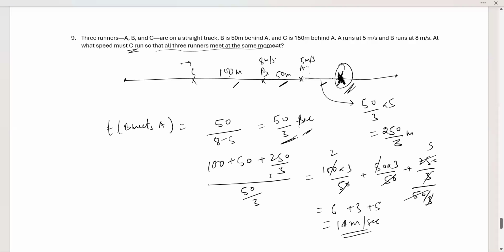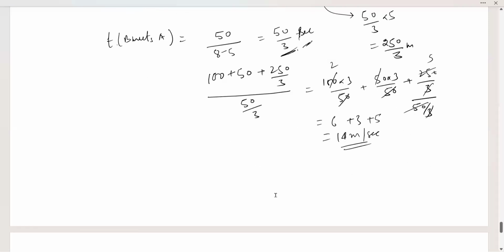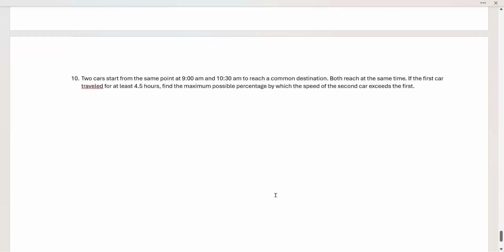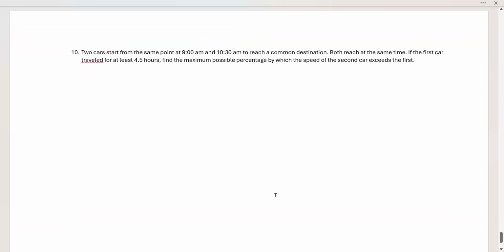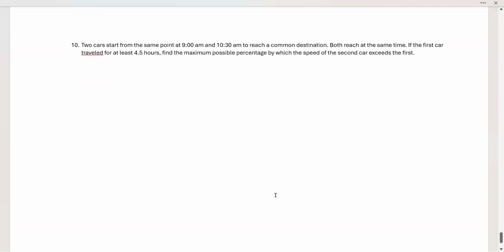Okay, let's move on. This is a previous year CAT question. Let's read the question. It says two cars start from the same point at 9 a.m. and 10:30 a.m. to reach a common destination. Both reach at the same time. What it is saying is that they both start from the same point, but at different times.